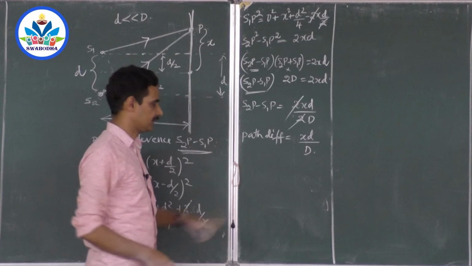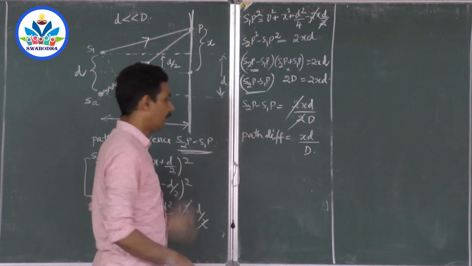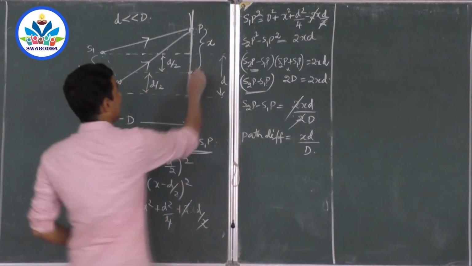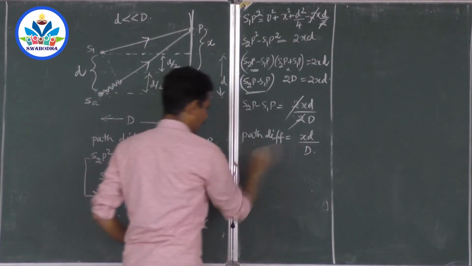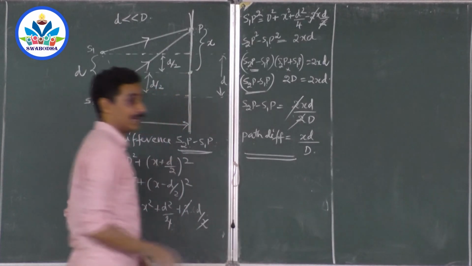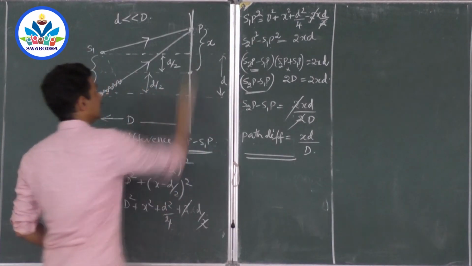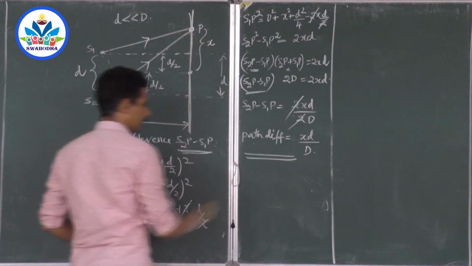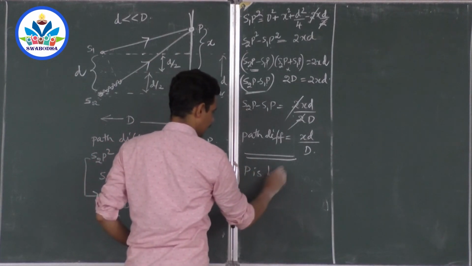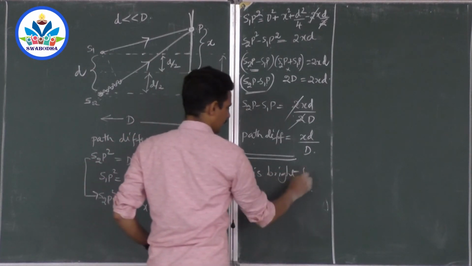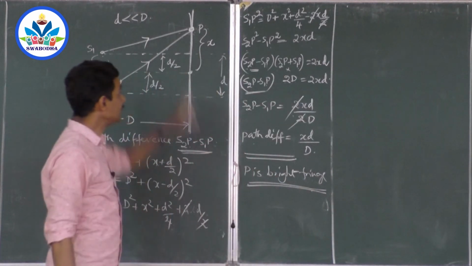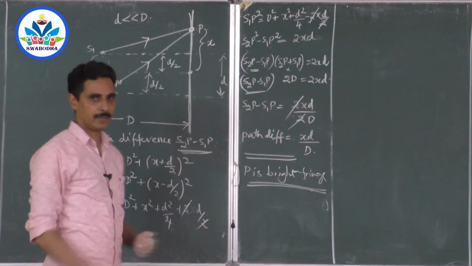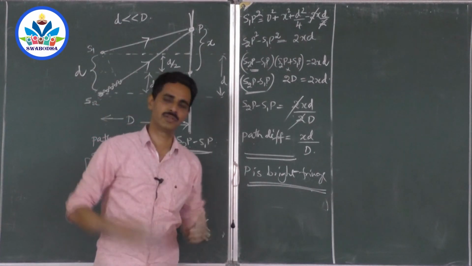What is path difference now? This one. Now, what is x now? There we have got the path difference itself. Now, let us assume that point P is a bright fringe. Let us assume that P is a bright fringe. If it is the nth bright fringe, maybe first, second, third, fourth, anything.